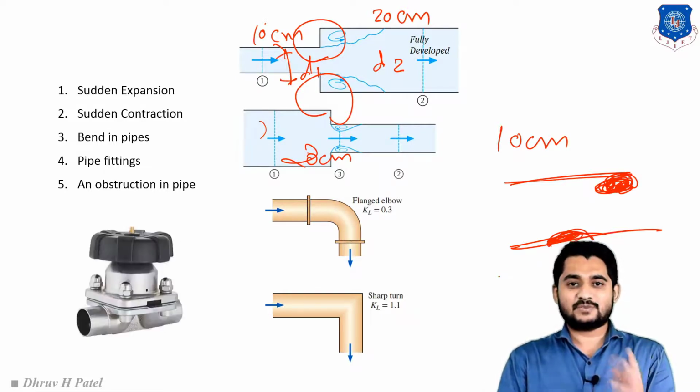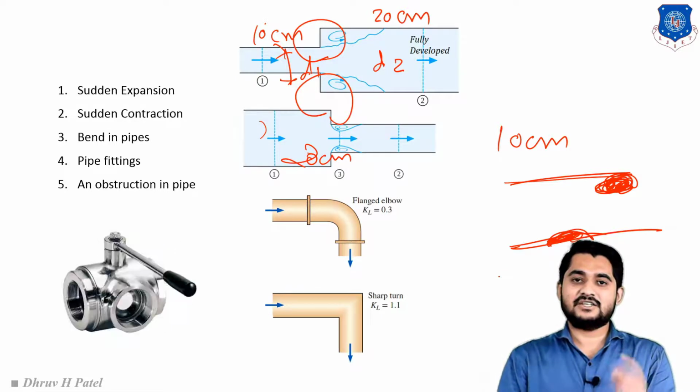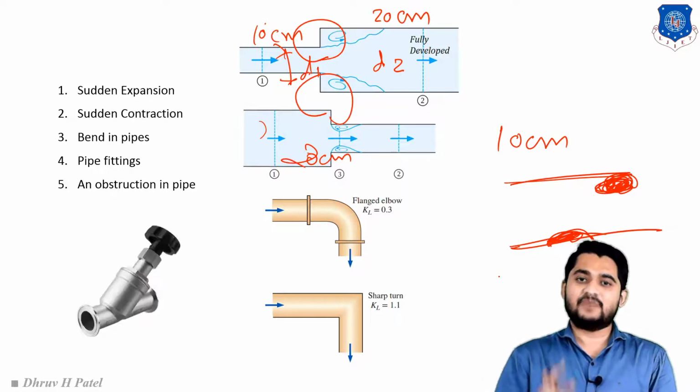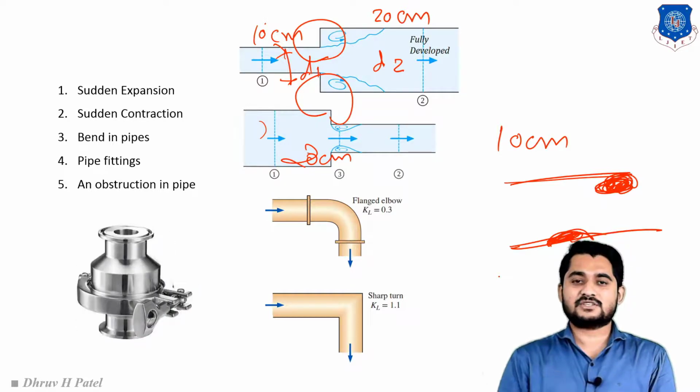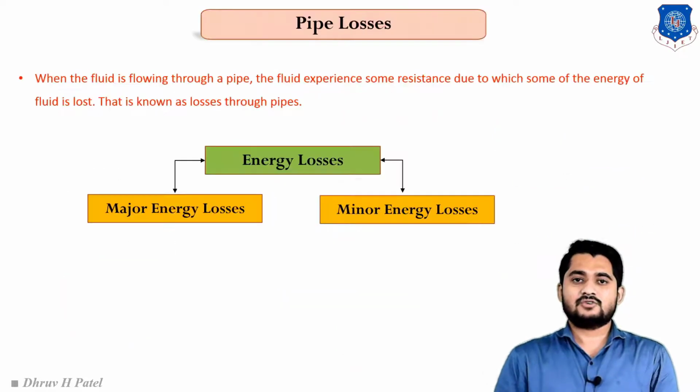First one is expansion, then contraction, then bend, then various pipe fittings, and at last various obstructions in the pipe. Clear students? So overall there will be 2 types of losses in the pipe.